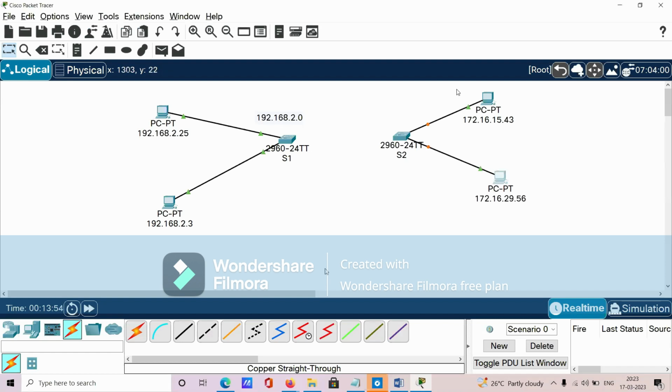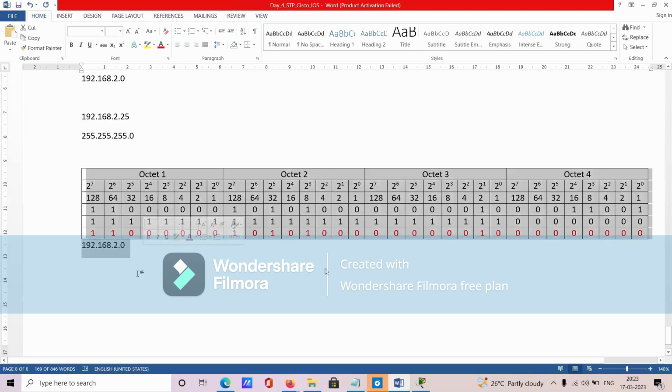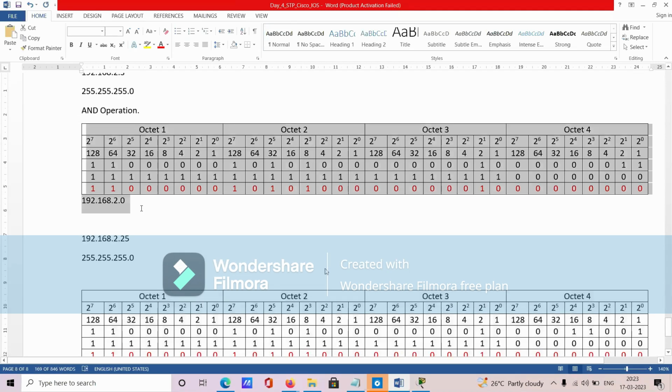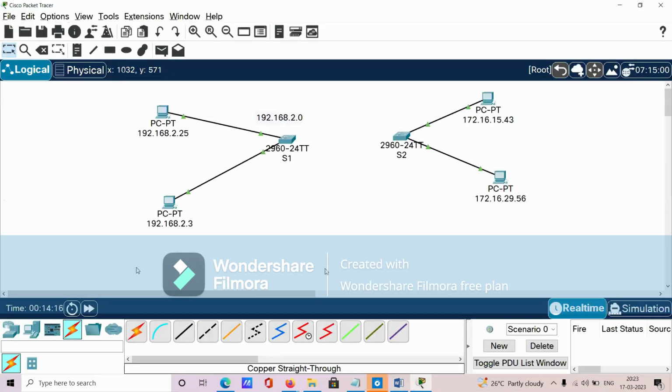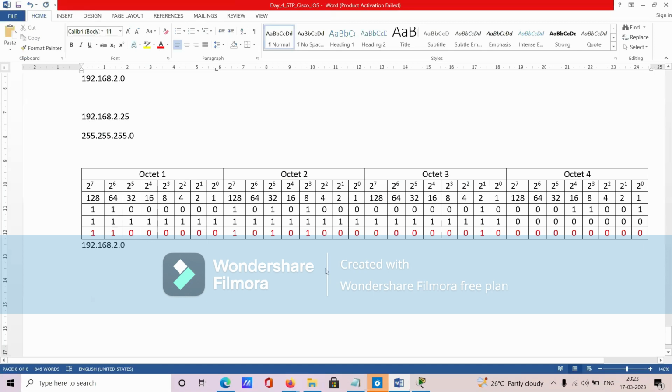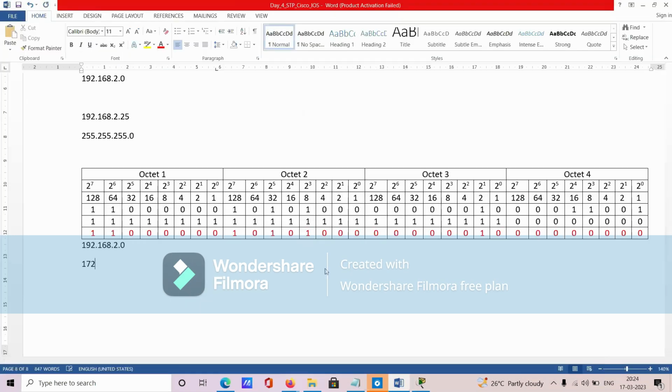Now we have to identify which network both these IP addresses belong to. And of course, we have to perform the similar kind of process that we have done till now. But we will do it with a shortcut method. What is that shortcut method? Look. First write down the IP address.